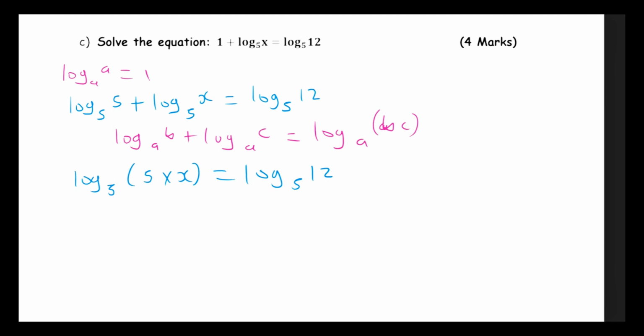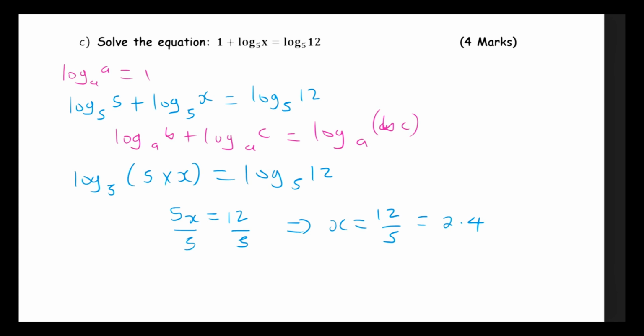Now we have the log of a number on this side being the same as the log of a number on the other side, which means that these two numbers are equal. So we have 5 times x, that is 5x, being equal to 12. To obtain x alone, we should divide both sides by 5, not by x. So you're going to have x being equal to 12 over 5, which you can simplify to be 2.4 as the solution to that particular logarithm equation.